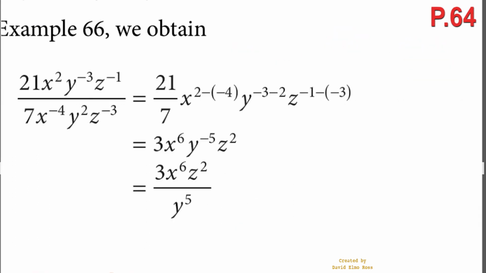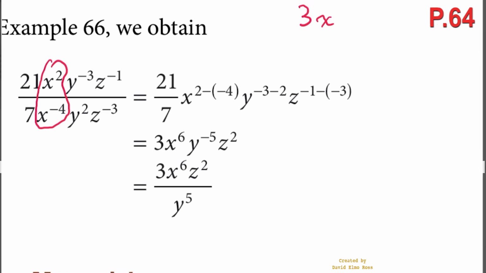Let's take a look at example 67. And I think right away you can see that we can divide 21 by 7 and end up with 3. Next thing we have to look at is the x term. We have x squared over x to the minus 4. So that should give us x to the 2 subtract negative 4, which is x to the 6.